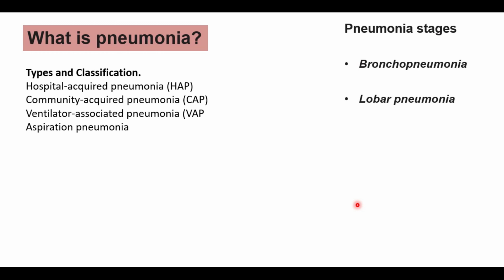The third stage of lobar pneumonia is gray hepatization. The red blood cells have begun to break down while immune cells remain. The breakdown of red blood cells causes a change in color from red to gray. And the fourth one is resolution. Immune cells have begun to clear the infection.